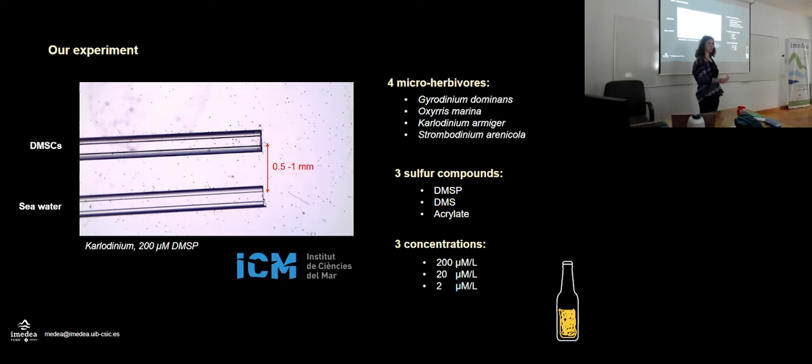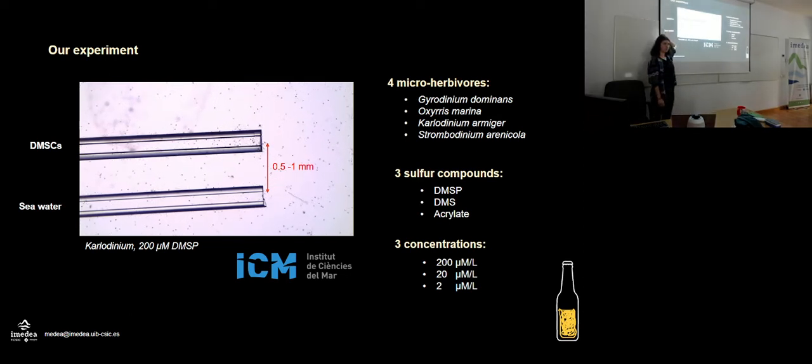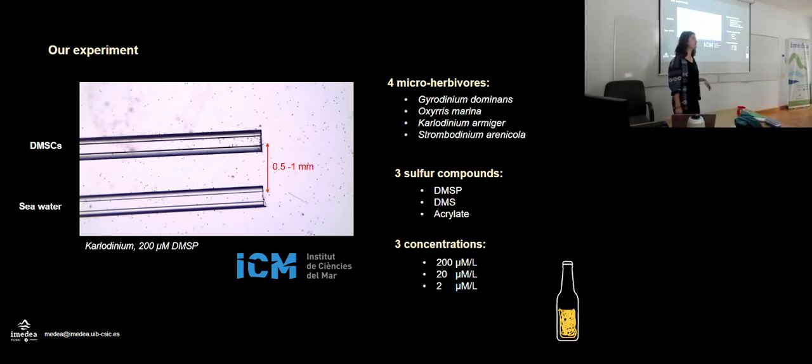The experiment is quite simple. It's a capillary assay, which is very typical in chemotaxis studies. So you have two capillaries. One is filled with a compound of your choice. In this case, they work with DMSP, DMS, and acrylate in three different concentrations. Then they have a second capillary, which is a control capillary, which is just full of water. And they offer the organism the choice between the two capillaries, and they see if they like it or if they hate it and go away from it.